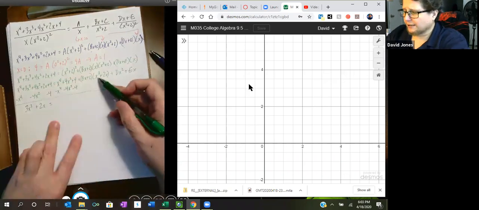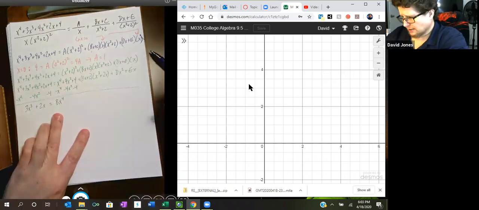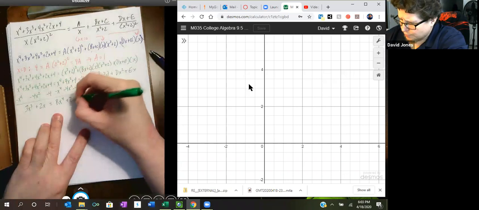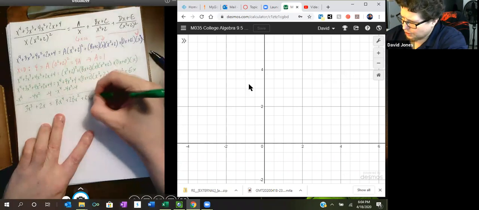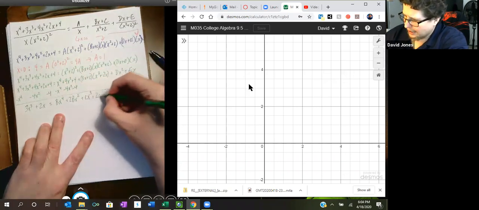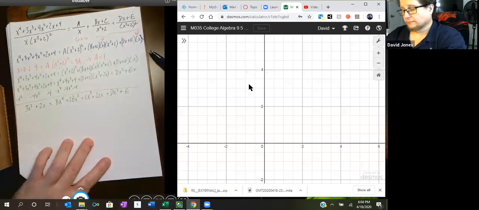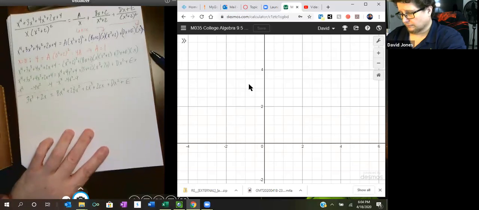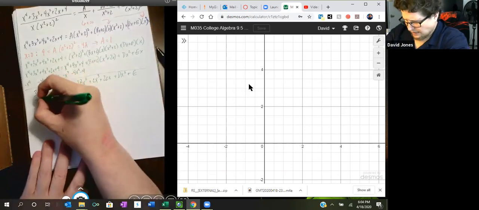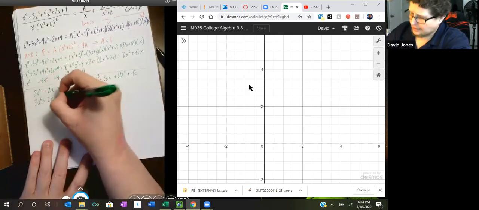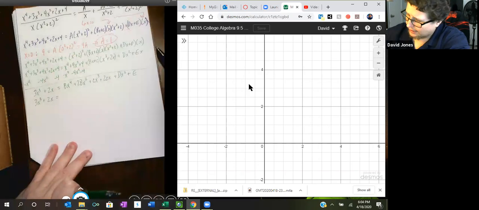And we'll distribute over here. I've got bx to the 4th plus 2bx squared plus cx cubed plus 2cx plus dx squared plus e. So let's gather like terms on the right. Circle a equals 1. I don't want to lose that.